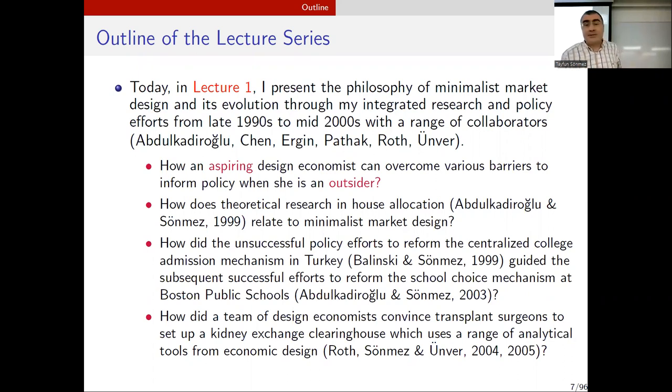How does theoretical research in house allocation relate to this particular approach, actually? I'll start with house allocation. Or how did my unsuccessful policy efforts in school choice in the context of Turkey lead to the successful efforts in Boston public schools later on? And how did we convince kidney transplant surgeons to adopt an entirely different paradigm? Okay.